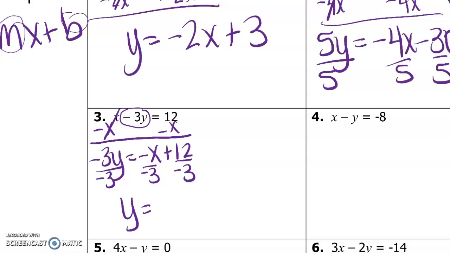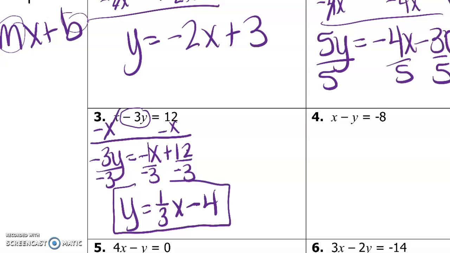So y equals, if there's no number in front of the x, you can put a 1. Negative divided by negative is positive. So positive 1/3 x. Positive 12 divided by negative 3 is negative 4. So y equals 1/3 x minus 4 is your correct answer.